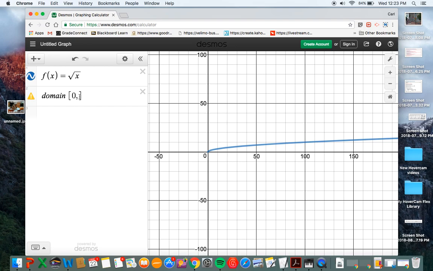So we can assume that it's going to continue in that direction all the way to, to be technical with it, positive infinity, and we'll use parentheses on that. If we're curious about the range, it's going to start at 0 and keep going up to infinity. So let's assume that this is going to be from bracket 0 to positive infinity.